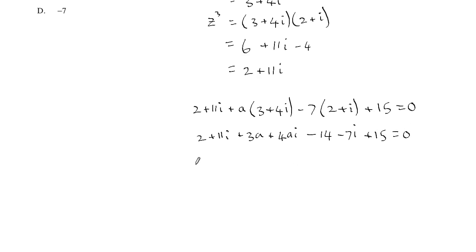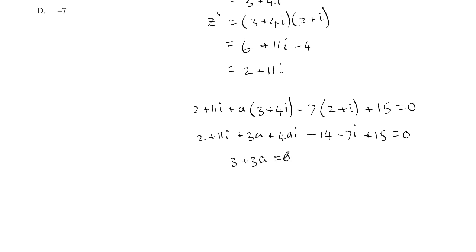What we could do is just take the real parts. So we'll have 2 and 3a minus 14 plus 15. That's all the real parts. So that's minus 14 plus 15 is 1, and then plus the 2 is 3. So we have 3 plus 3a. That has to equal 0.